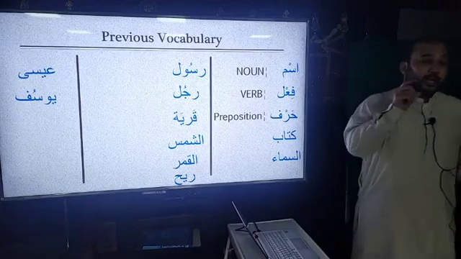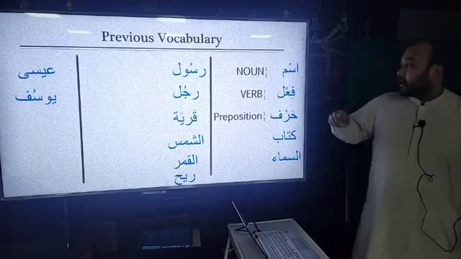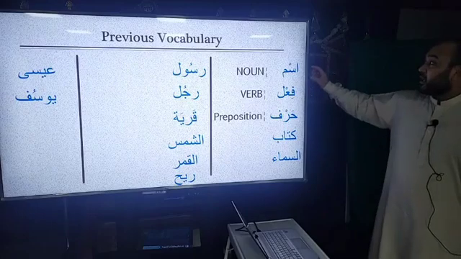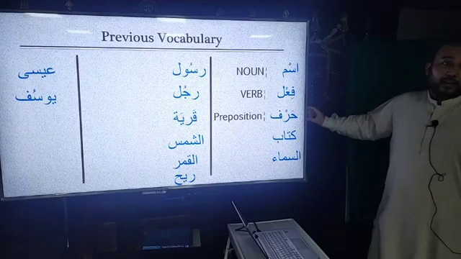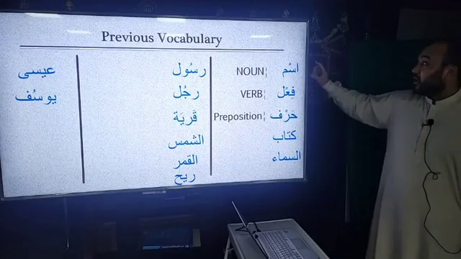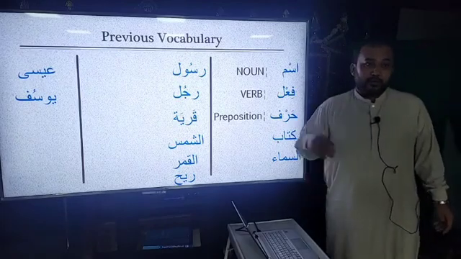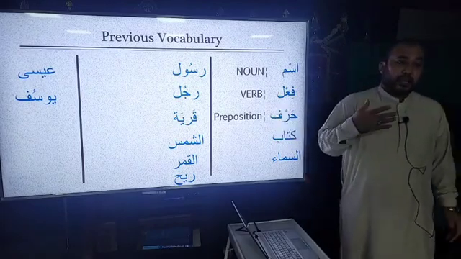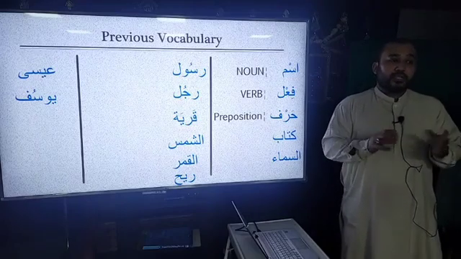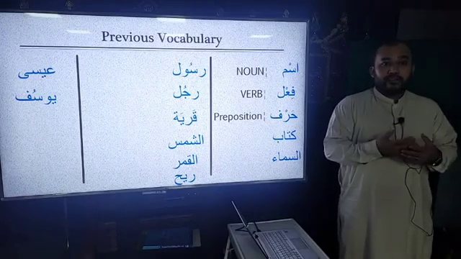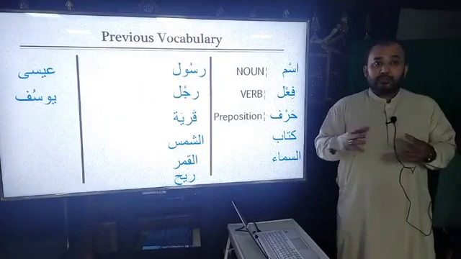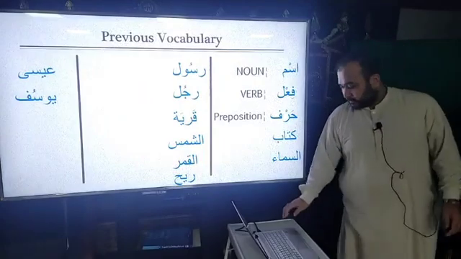So in Arabic, a word, which is a kalima, is divided into one of these three. It can be ism, it can be fi'l, or it can be harf. So ism is noun, fi'l is verb, and harf is preposition. Harf is like ila and fi. Those are things that on their own do not have a meaning. It needs to be attached to something to get a meaning for it.